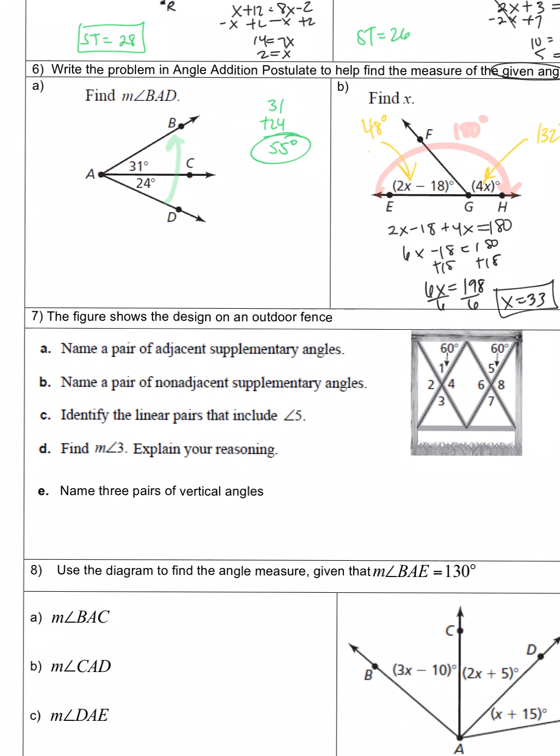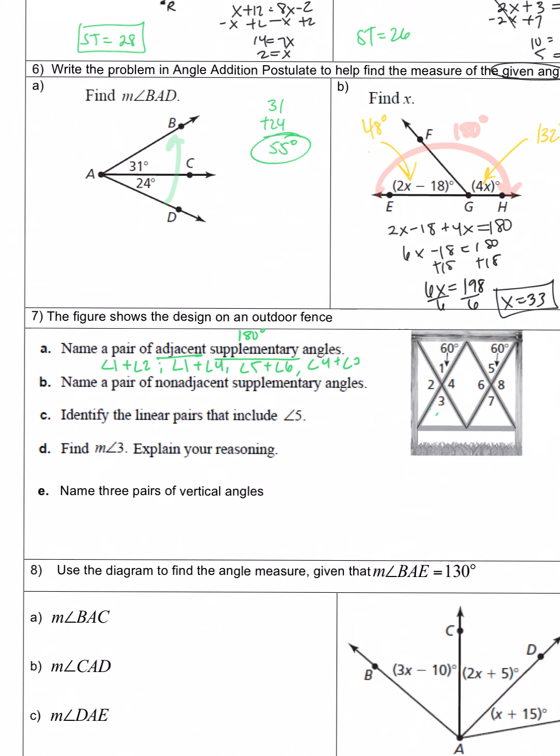The figure shows the design of an outdoor fence. Name the pair of adjacent supplementary angles. All right. Adjacent meaning next to, supplementary meaning adding to 180 degrees. So two angles that are adjacent and supplementary, for instance, could be angle 1 and angle 2. Angle 1 and angle 4. Angle 5 and angle 6. Angle 4 and angle 3. There's a lot, so any of these, really. Hopefully you can see a pattern.